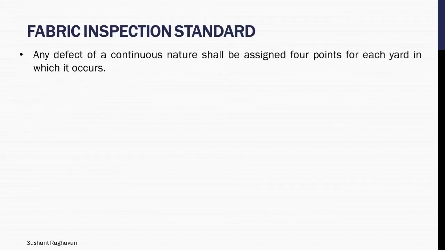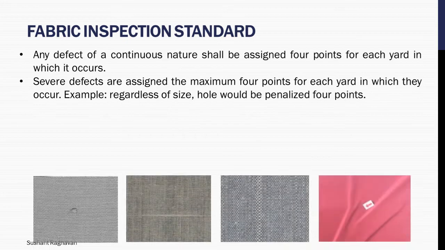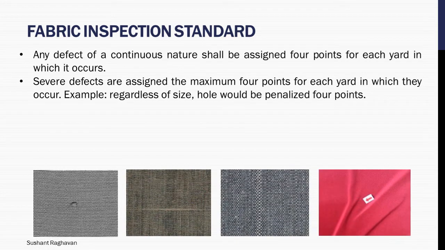Fabric inspection standard. Any defect of a continuous nature shall be assigned 4 points for each yard in which it occurs. Severe defects are assigned the maximum 4 points for each yard in which they occur. Example: regardless of size, a hole would be penalized 4 points.